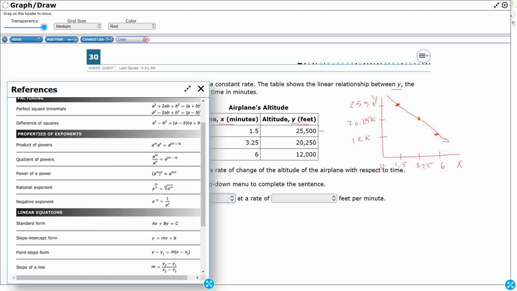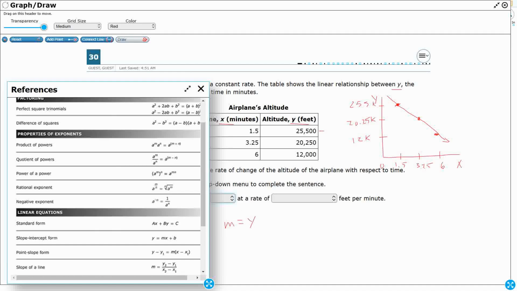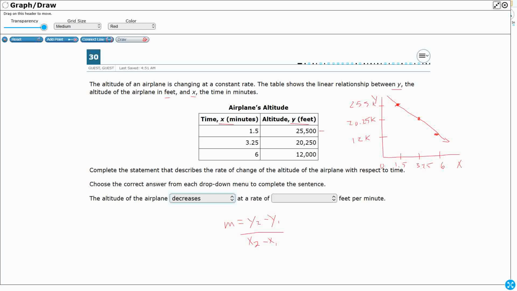The m equals, and then we've got the change in y over the change in x. That's what we're calculating here. So what would that look like? Well, let's make this our y sub 2 and make this our x sub 2, and then let's make this our y sub 1 and our x sub 1. Doesn't really matter which pair we choose, as long as the x sub 2 is matched up with y sub 2 and the x sub 1 is matched up with y sub 1. So my y sub 2 is going to be 25,500. We need to subtract from that my 12,000. And then from our x sub 2, it's going to be the 1.5 minus 6.